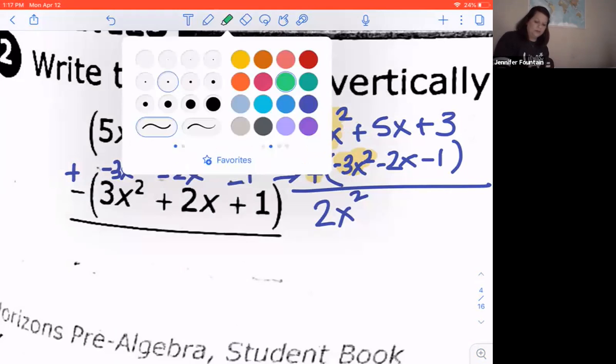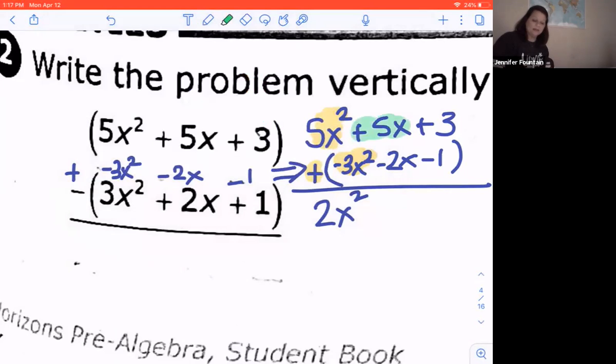Now, I'm going to have a positive 5x plus a negative 2x. So 5 plus negative 2 is the same as 5 minus 2. 5 minus 2 is 3. It is positive, so it will be plus 3x. And then my last term, I have a positive 3 plus a negative 1. So 3 plus a negative 1 is the same as 3 minus 1. It is positive 2. Okay.